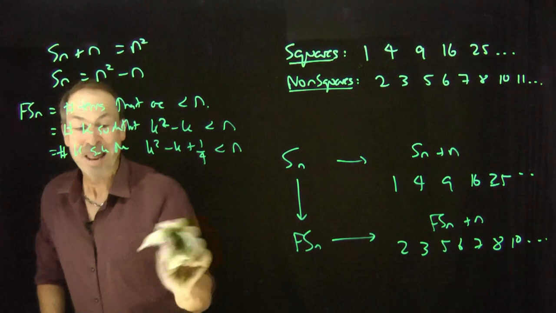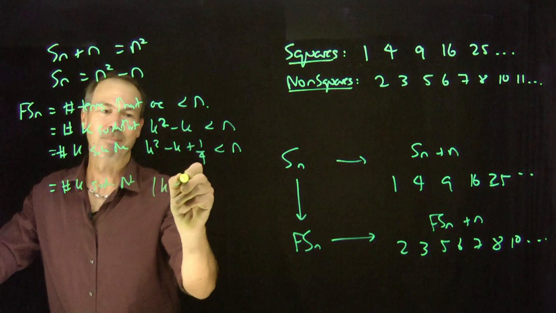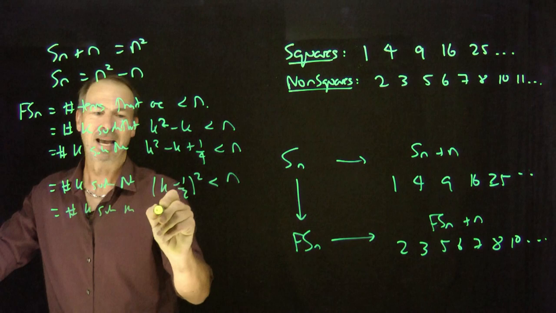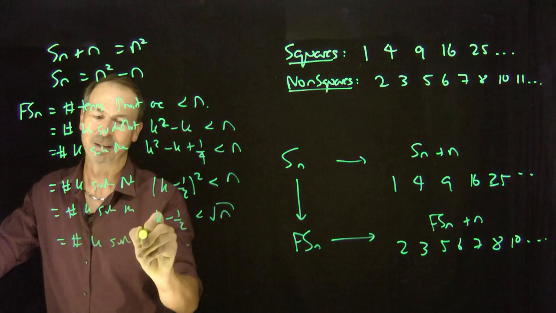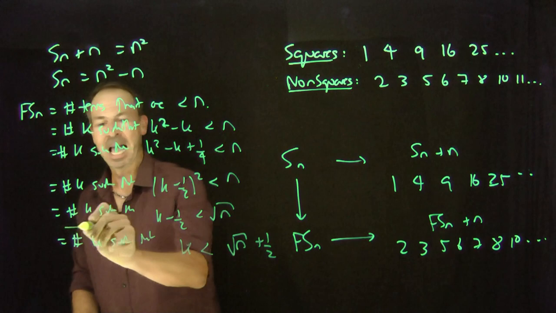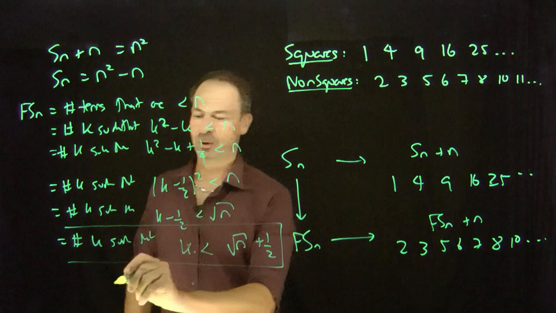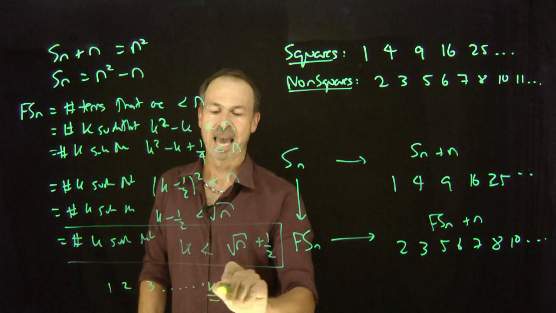Wow, that now means I'm golden, because this is the number of k such that k minus a half squared is less than n. That is the number of k such that k minus a half is less than the square root of n. It's the number of k such that k is less than the square root of n plus a half. I want to know how many integers I have that are smaller than the square root of n plus a half. You know, it could be the integer 1, integer 2, integer 3. The question is how high can I go, up to some highest number k, that I'm still less than that.